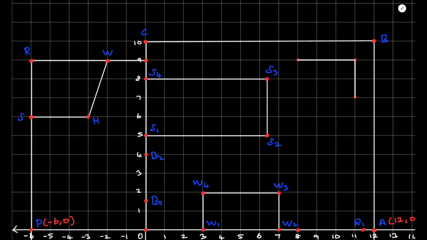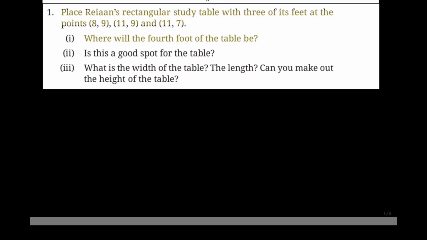Okay, so it's given information, it's a rectangular table. So the fourth vertex would be 9, 7. So the first question answer is, the fourth vertex is 9, 7.